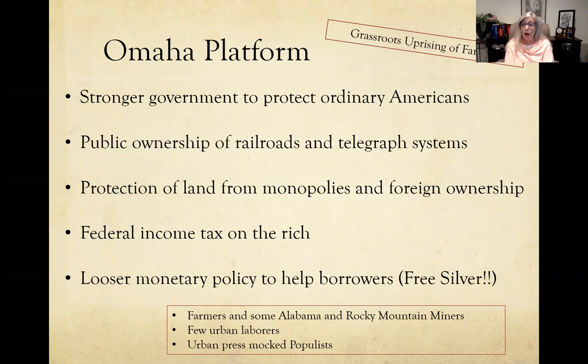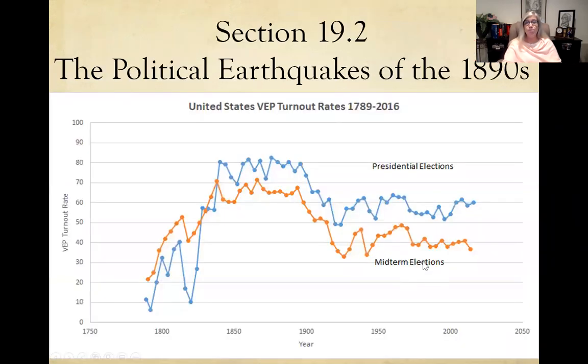Protection of the land from the monopolies and foreign ownership. So they don't want these companies coming in and buying up the land. They want a federal income tax on the rich. They want them to be paying more in taxes. And then they for sure want free silver. So these are the groups of people who are targeted: the farmers, urban workers, and then these people in the newspapers in the Northeast start to say, who are these folks out in the West? This is crazy. And that's where we get that cartoon from before, trying to associate them with these radical ideas.